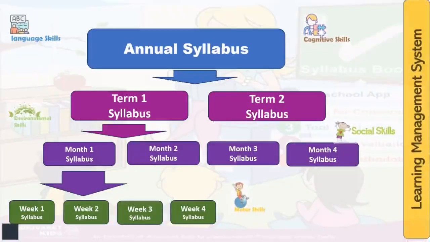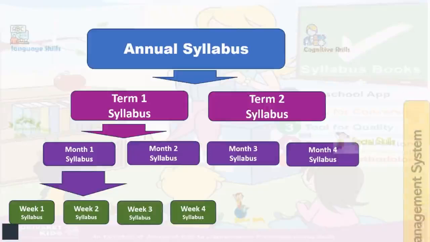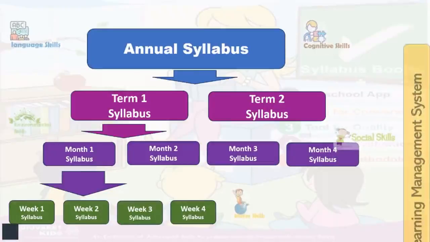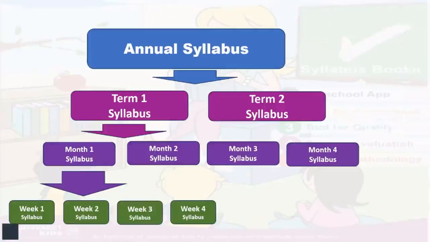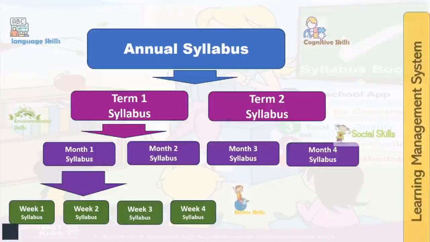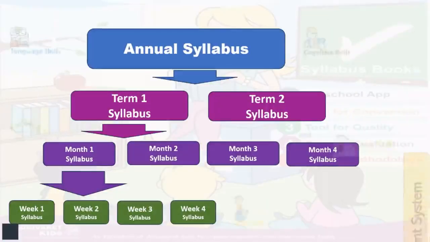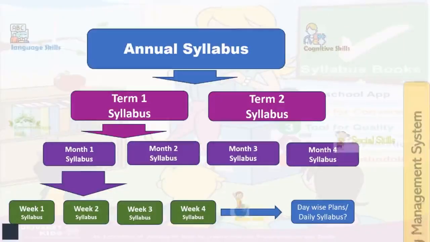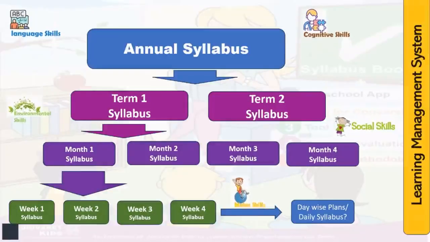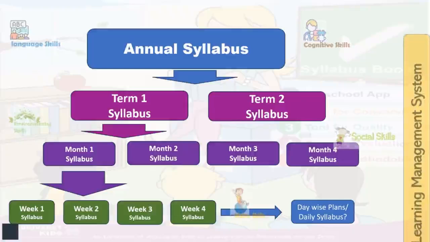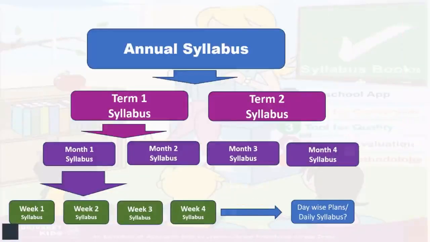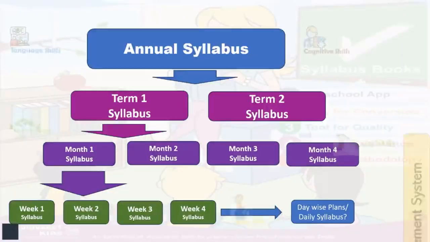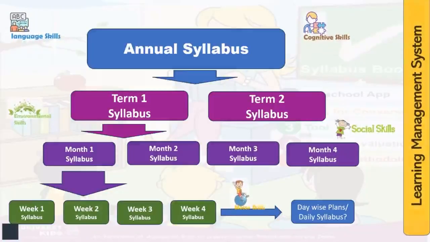Now, this is a typical learning management system. And the moment we allocate the respective amount of syllabus or skill development plans, that itself becomes a learning management system. Now, if we have 4 weeks of syllabus, are we going to subdivide them again into daily teaching plans or a daily syllabus? This is a kind of question most preschools get stuck with. They want to understand if they need to have a daily syllabus, daily teaching plans, or weekly teaching plans, and what they are going to do.